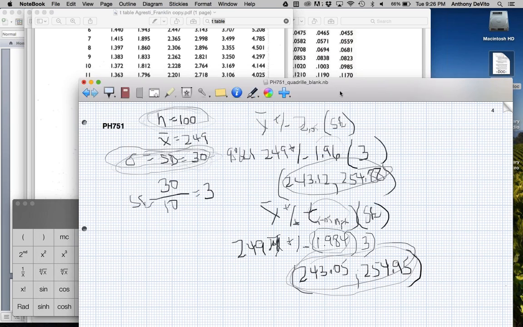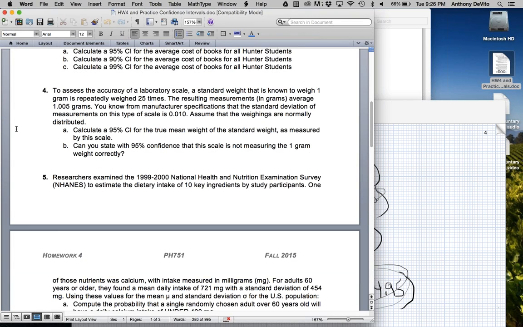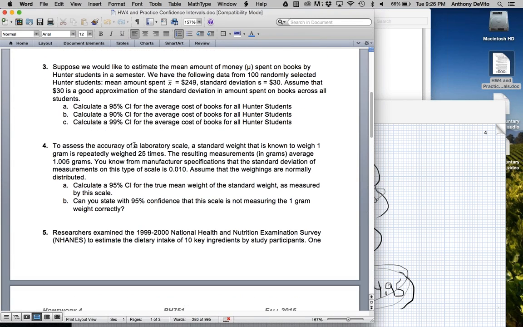Okay, so let's go back and let me take a quick look at this. The rest of this problem was to calculate a 90% confidence interval. If we were going to assume we knew sigma, we would use 1.64 for our z-score, and for 99% we use 2.58.